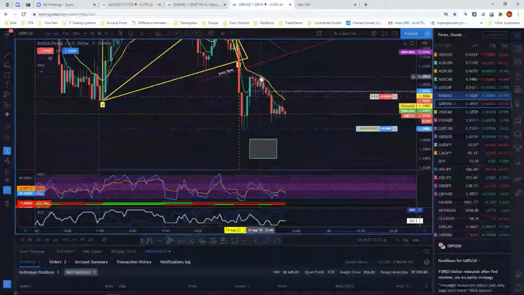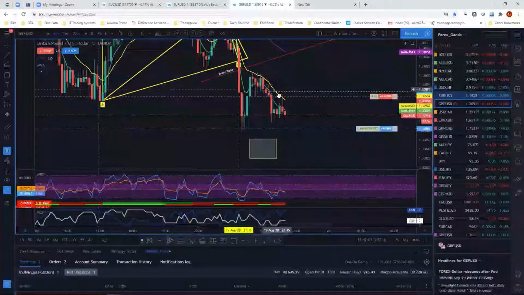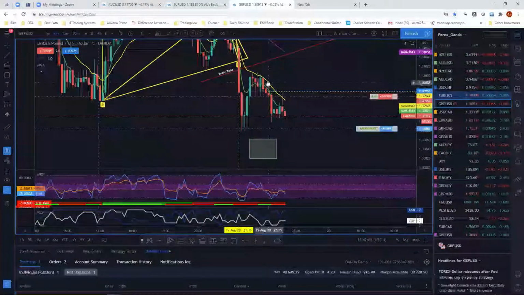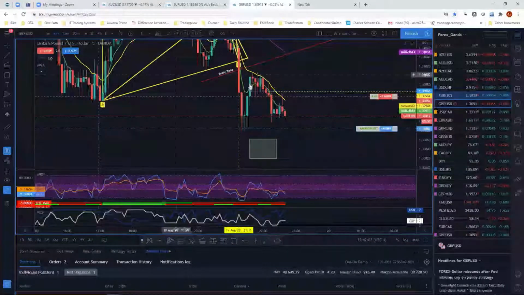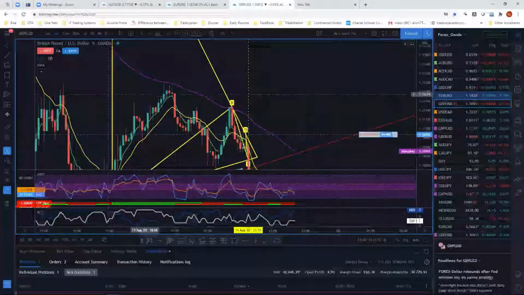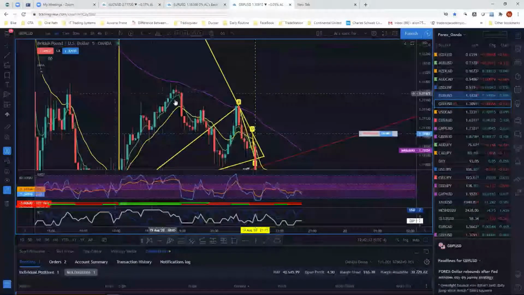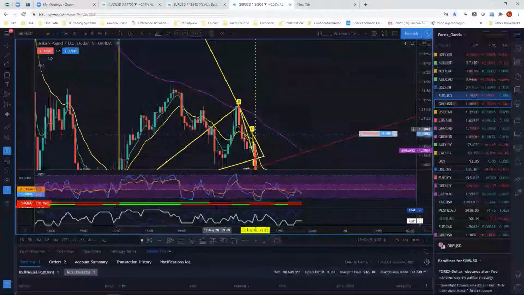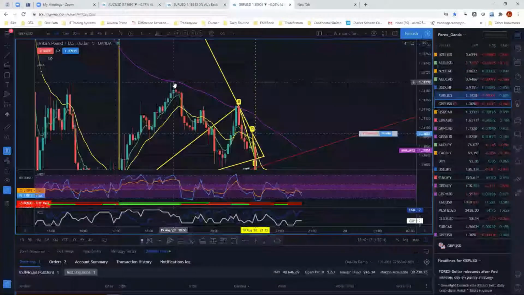You can see where it came up. It tagged it, rejected. Tagged it, rejected. This is the third. This is the one I really like to follow, on the 5 minute chart, the 13 moving average. When you get an alert and you see it, oftentimes you'll see it come up and it'll just tag the 62.